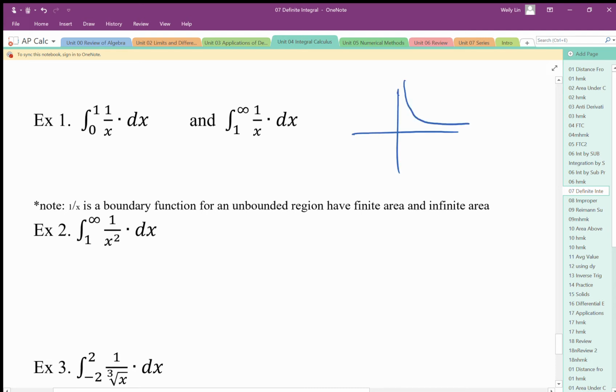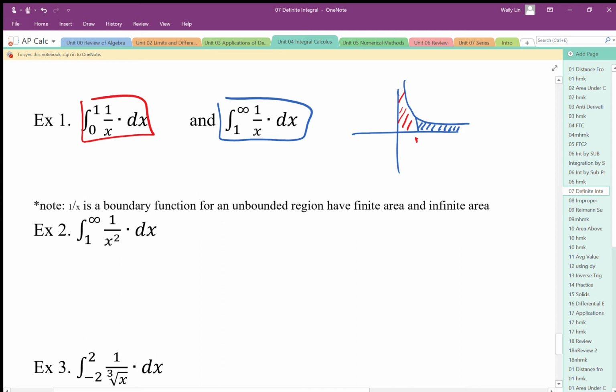Okay, and there is an area, so I'm going to do the first area in red, this area here. This is from 0 to 1. Okay, and then on the other side of that, this is from 1 to infinity. Okay, so that would be that area here.